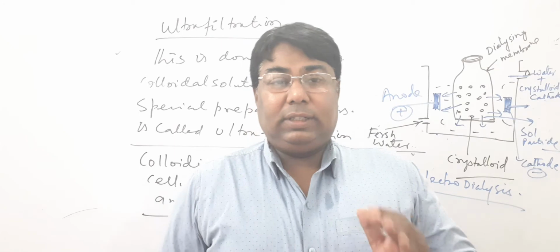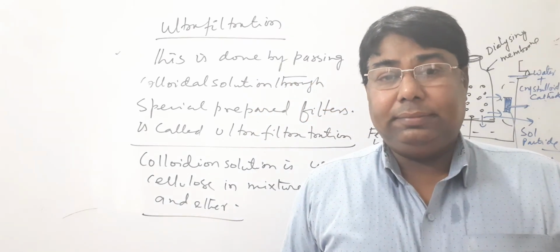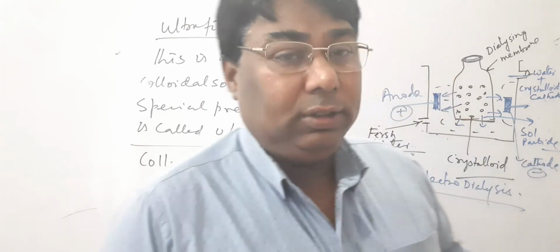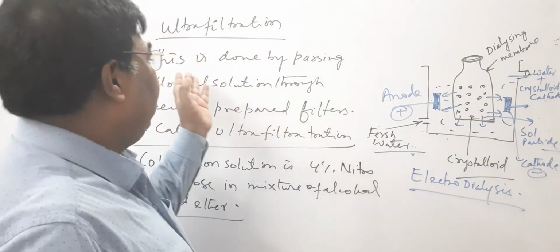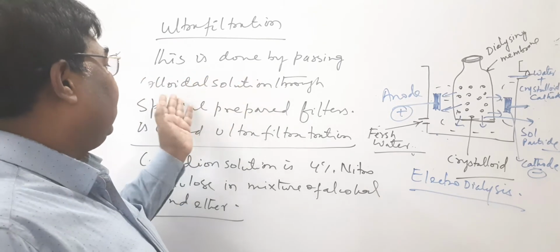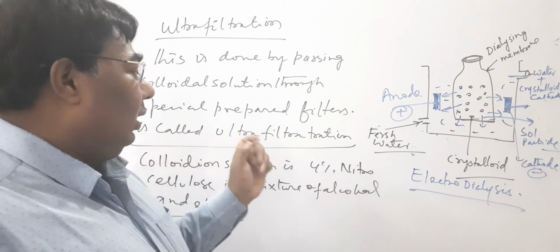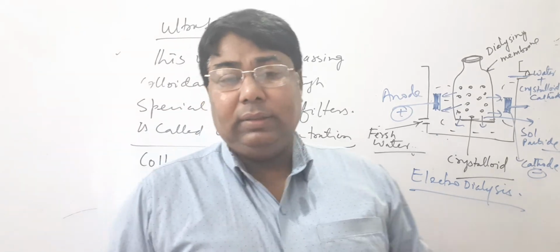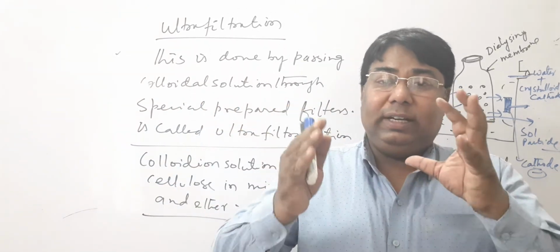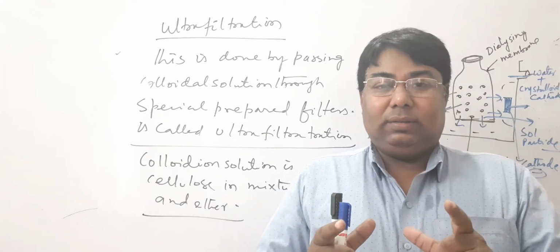Now students, we discuss another method involved in the filtration of colloidal solution, which is ultrafiltration. Ultrafiltration is a process done by passing colloidal solution through specially prepared filters called ultrafilters. Actually, in this process we use a specially designed filter. The pore diameter of an ordinary filter is bigger.